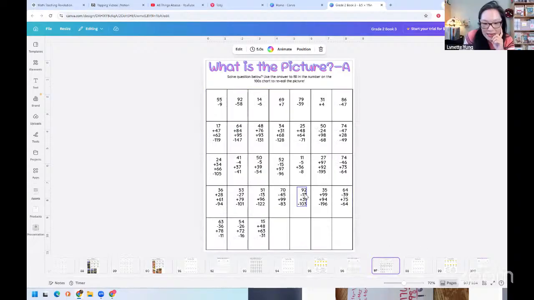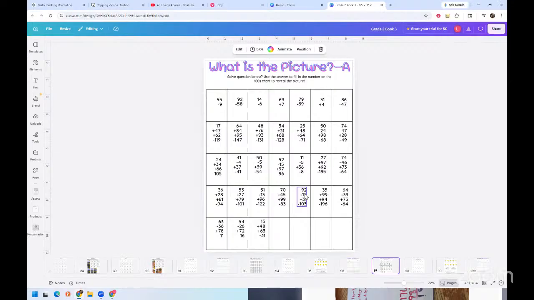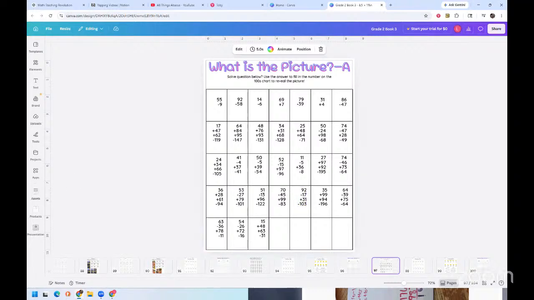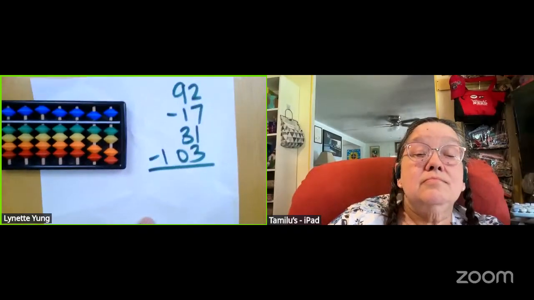Sure. This one right here, 92. Okay, where's the 92? Oh, that one. 92, 17, 31, 103. Okay, so this one here. I'm actually really excited for that one. I think it'll be fun. It will breathe new life into the hundreds chart.